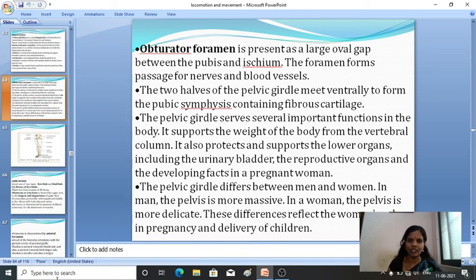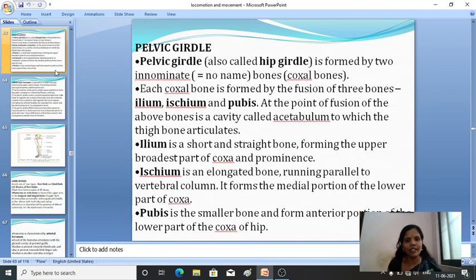So far we have been discussing the pelvic girdle. The pelvic girdle function plays a very important role. The pelvic girdle has 3 types of bones: one is ilium, ischium, and another one is the pubis.